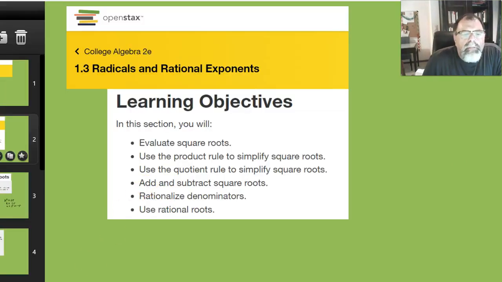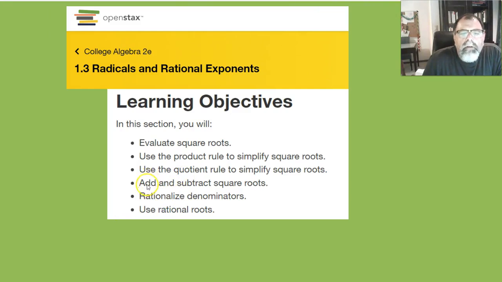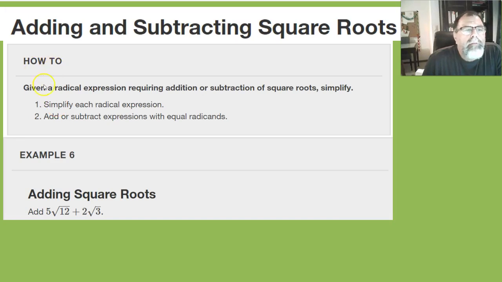And on to the next learning objective, add and subtract square roots. All right, how to, given a radical expression requiring addition or subtraction of square roots, simplify. Simplify each radical expression. So that's, you have to do that first. So for every radical expression, make sure it's simplified. And then you can add or subtract expressions with equal radicands.